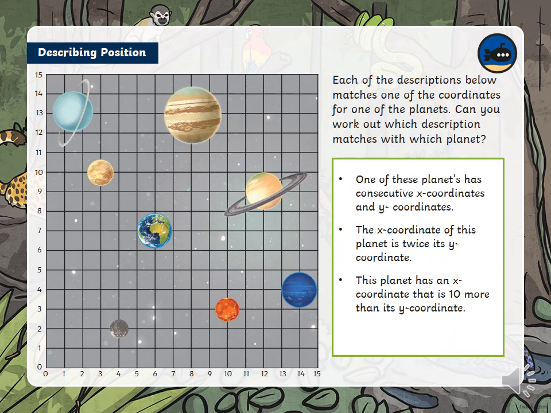Each of these descriptions below matches one of the coordinates for one of the planets. Can you work out which description matches which planet? One of these planets has consecutive x coordinates and y coordinates. Earth. The x coordinate of this planet is twice its y coordinate. Mercury. This planet has an x coordinate that is 10 more than its y coordinate. Neptune.